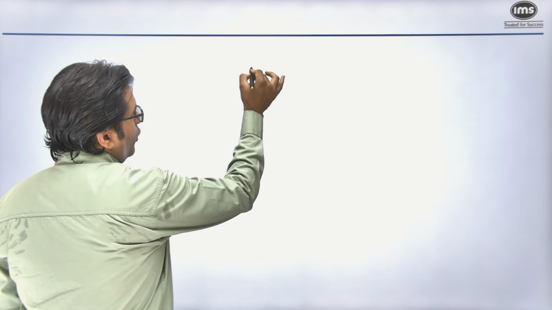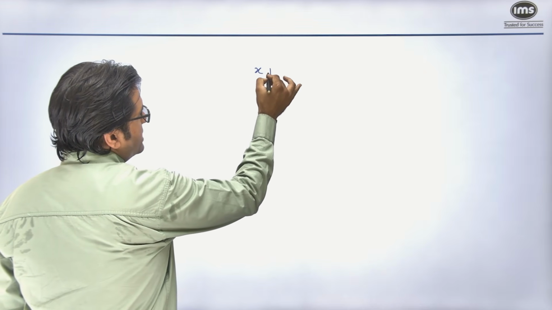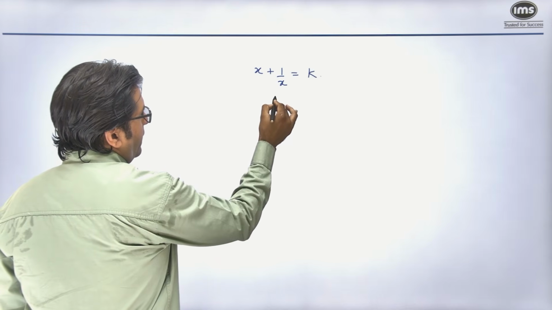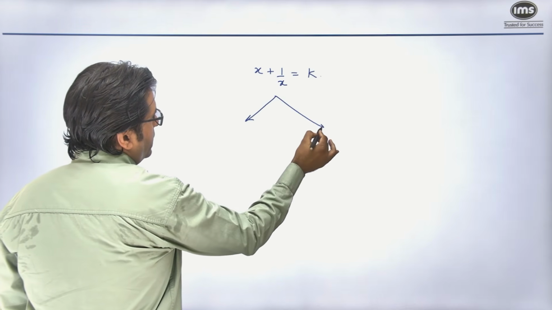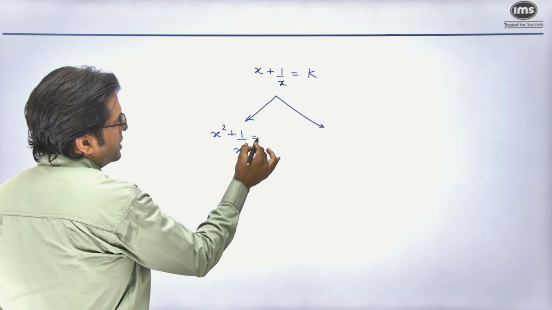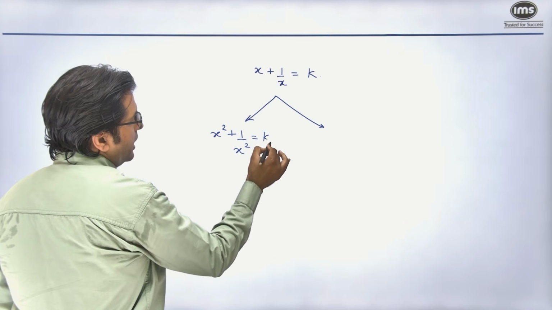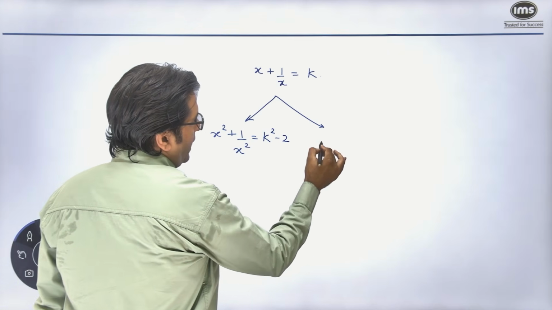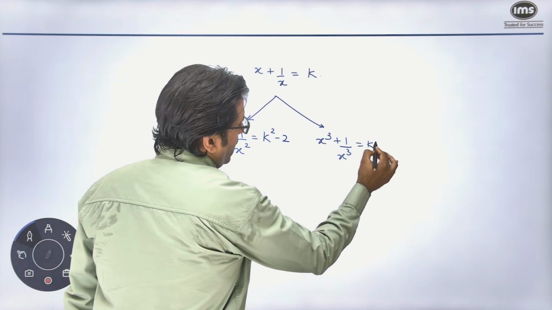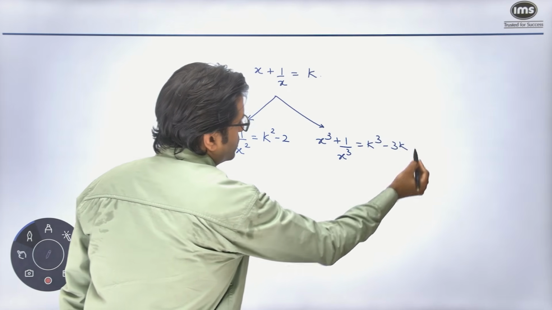So we know that if x plus 1 by x is given to us as k, then we can calculate 2 important things from this: x square plus 1 by x square, which is equal to k square minus 2. And we can calculate x cube plus 1 by x cube, which is equal to k cube minus 3k. So this was one.